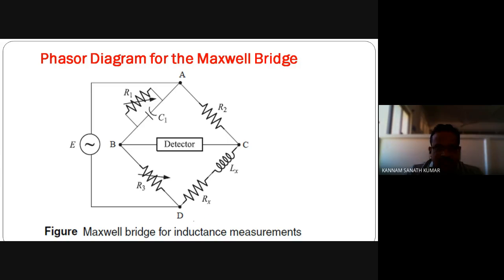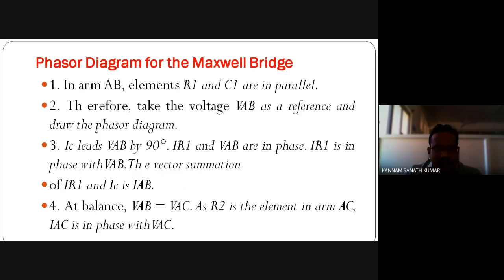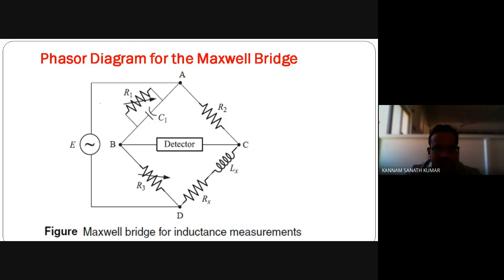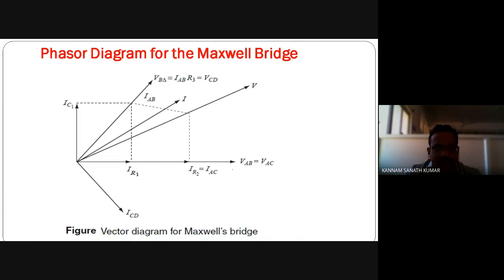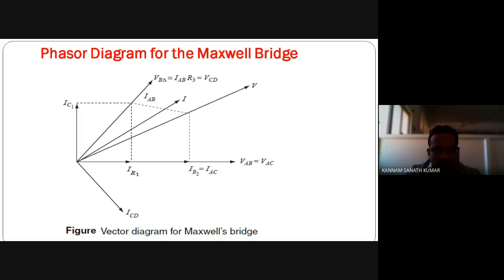So coming to the phasor diagram. This is the phasor diagram of a Maxwell's bridge. If you observe, these are arms AB, AC, BC, BD and CD. In arm AB, the elements R1 and C1 are in parallel. Therefore, take the voltage VAB as a reference and draw the phasor diagram.